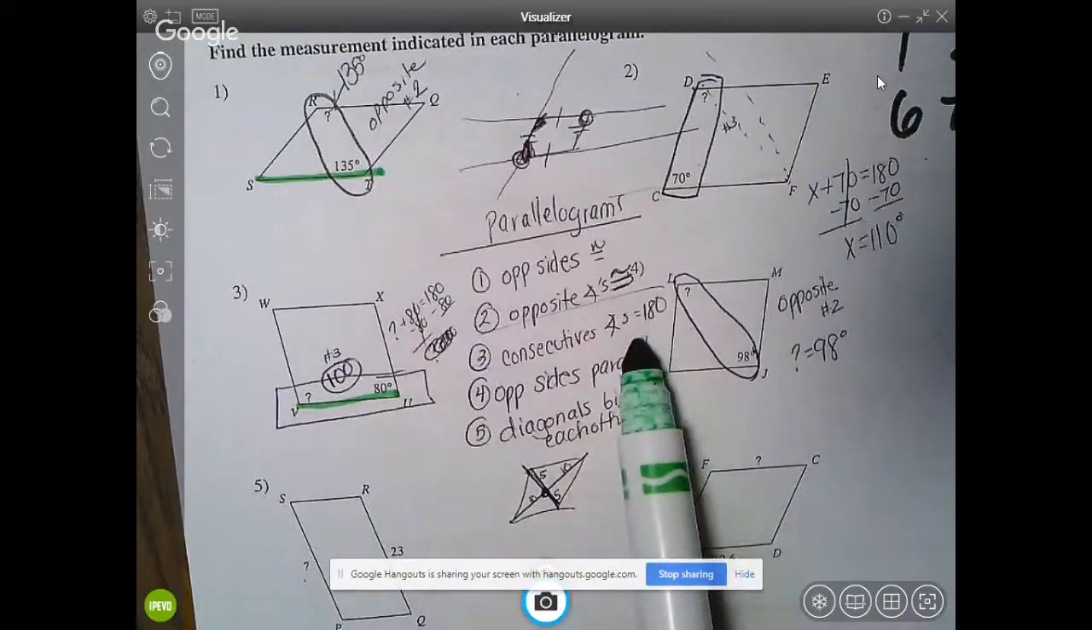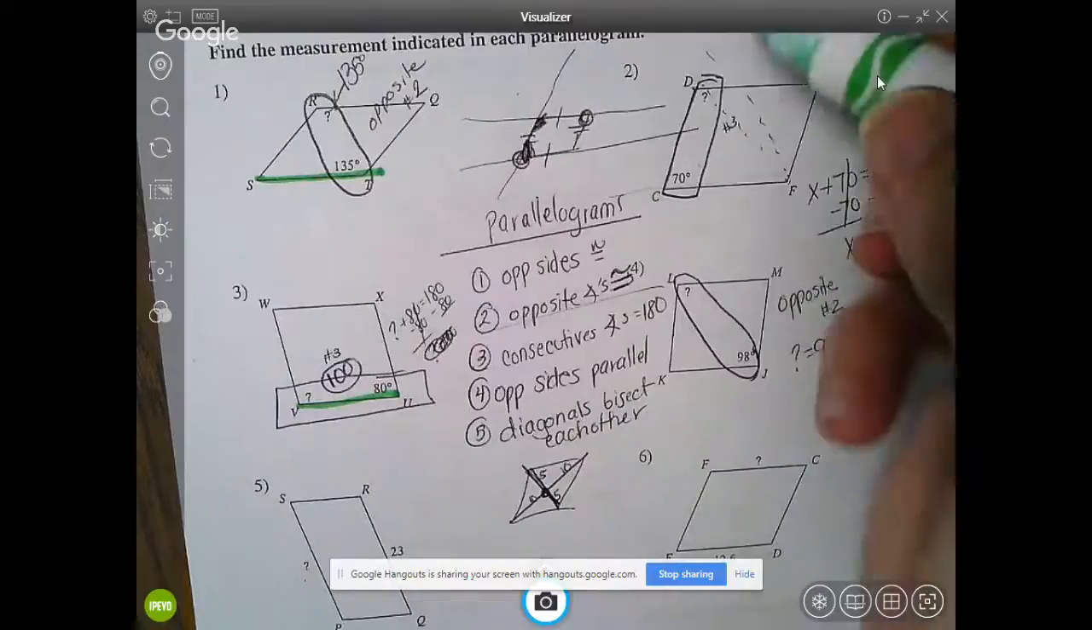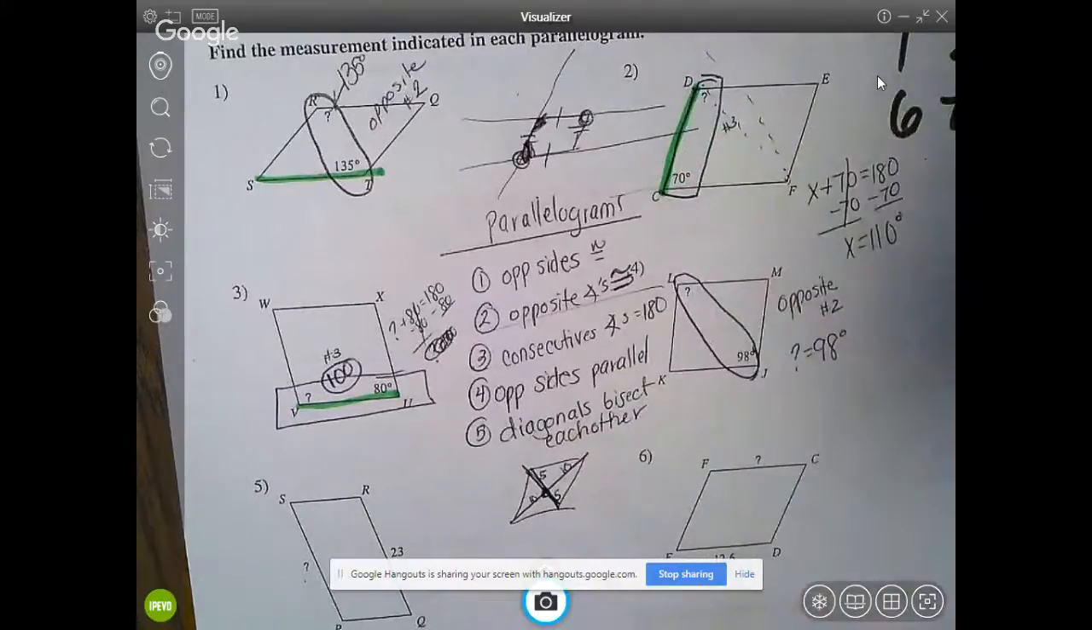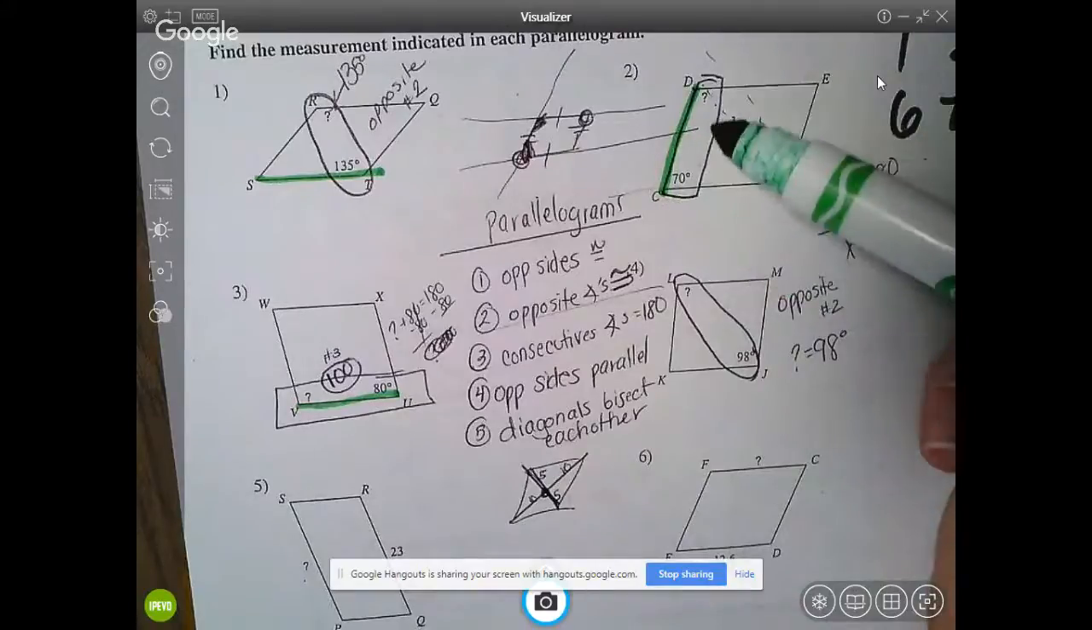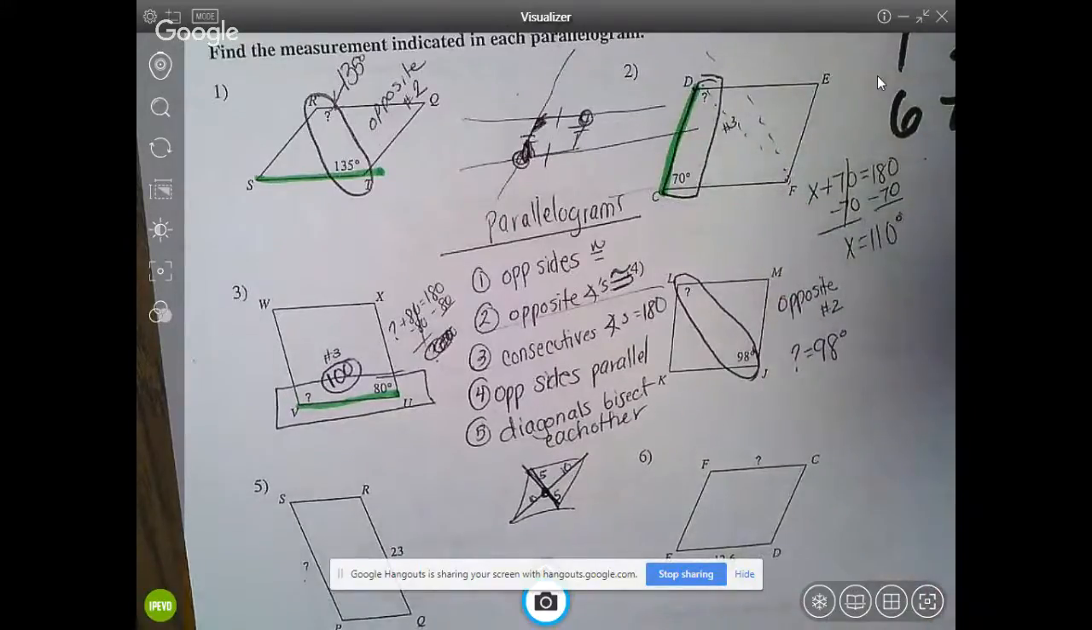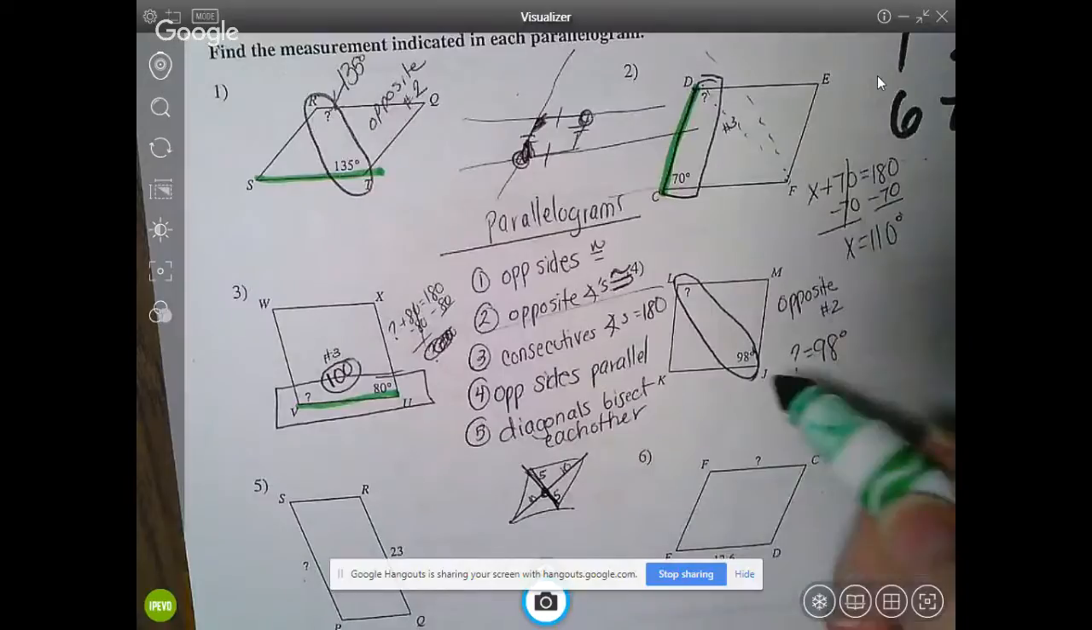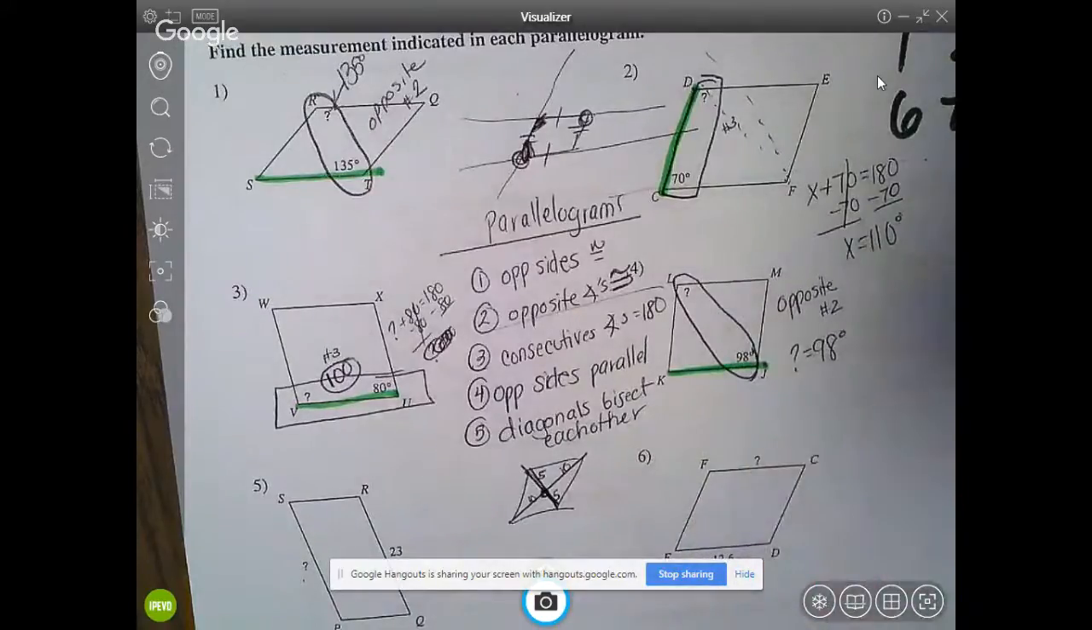So this number 2 is the same thing. It's just on the side. If I draw that line, both angles are touching the same line. So because both angles touch the same line, I know it has to equal 180. But if I go down for like number 4 and I draw the line, they're not touching the same line. So because they're not touching the same line, I know they have to be equal.